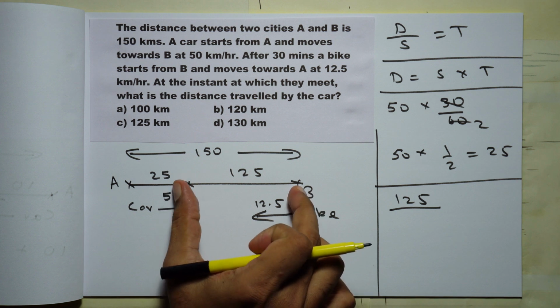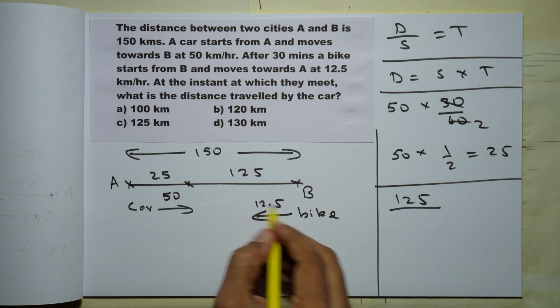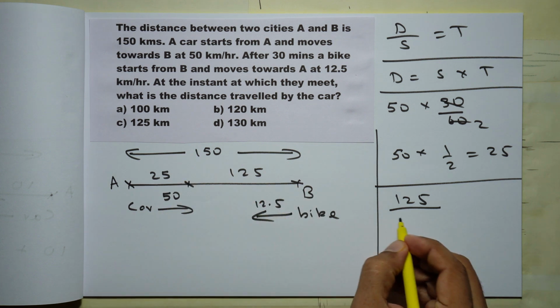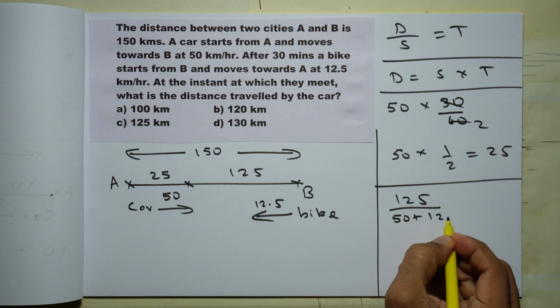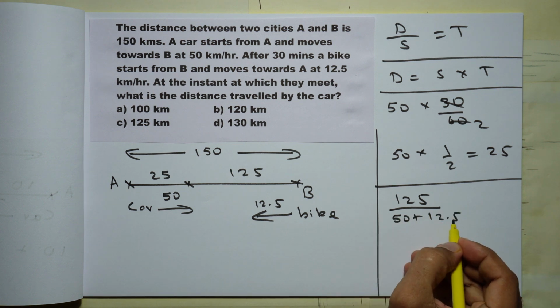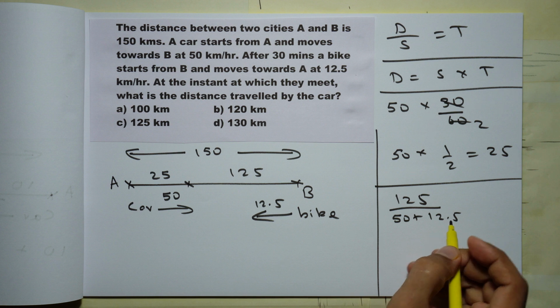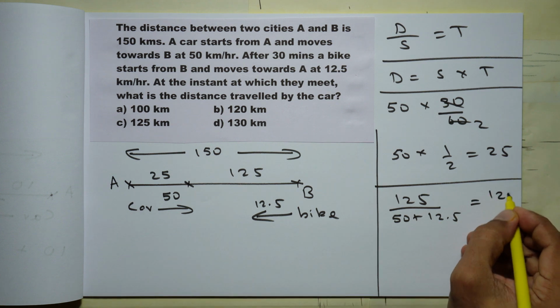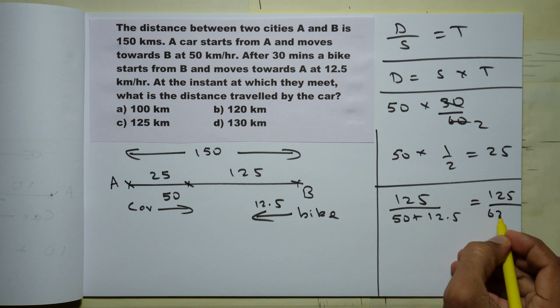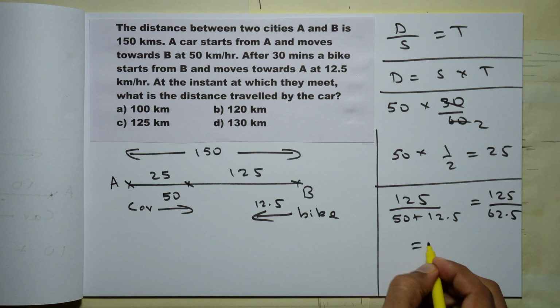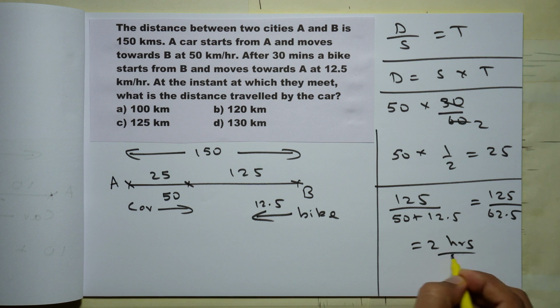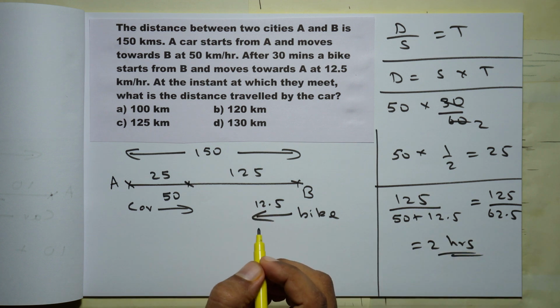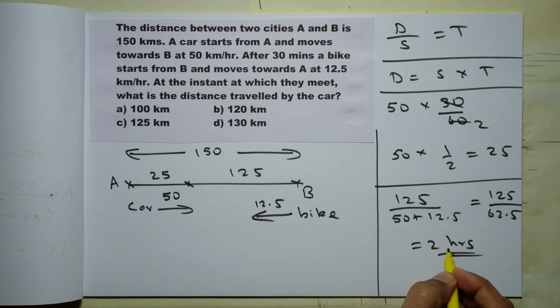You can see that they are moving towards each other. So they are getting closer by 50 plus 12.5. So relative velocity is 50 plus 12.5. You will get it as 62.5. So we'll calculate the time required, that is 125 by 62.5. That you will get it as 2 hours. So that is the time required for them to meet. So now the time required for the car to meet the bike is 2 hours.